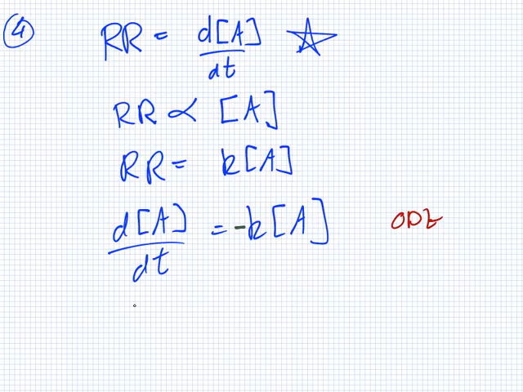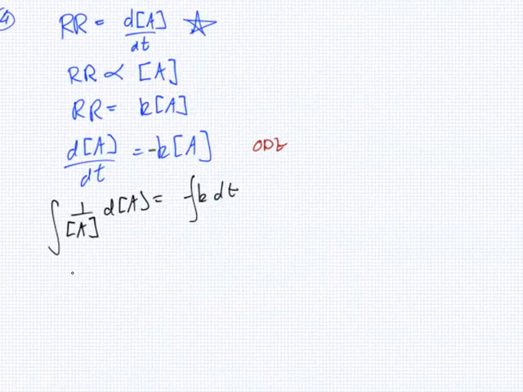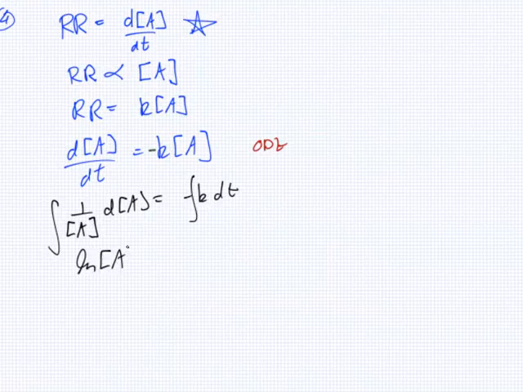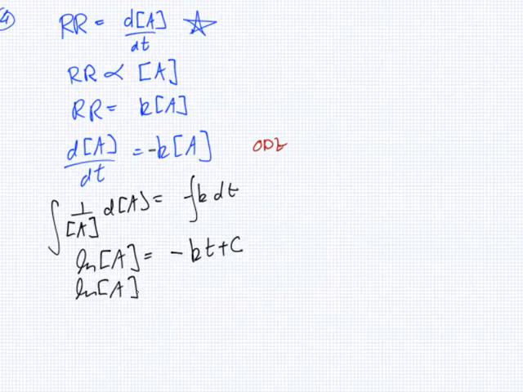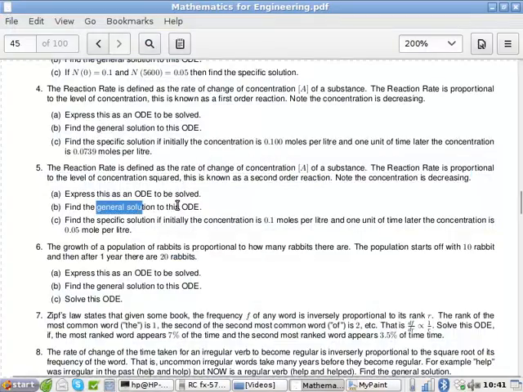Okay, 1 over A dA equals minus K dT. Integrate, and what do we get? The usual story. This will be log concentration of A equals minus KT plus C. Log A. Oh, and of course we need to use a C, but I don't tell you what the C is.